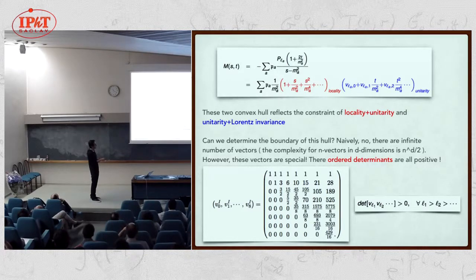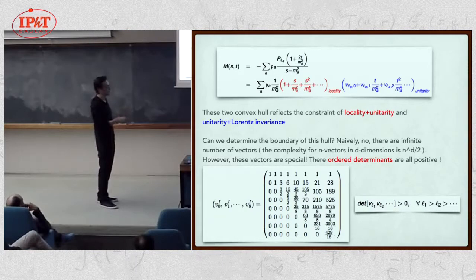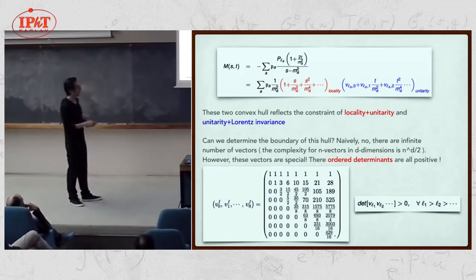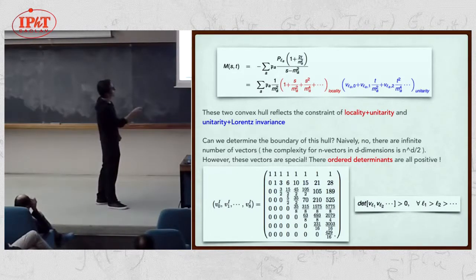First of all, you notice that each order in the expansion is all positive. But the more remarkable thing is that the determinant is also positive. In fact, you take any minor in here, it's always positive. So the determinants of the ordered vectors are always positive. Okay? So this is for the vectors that you get from expanding the Gegenbauers.